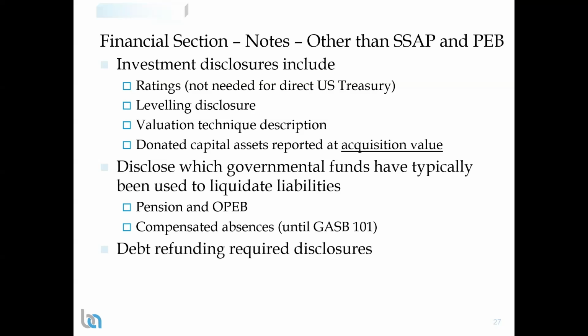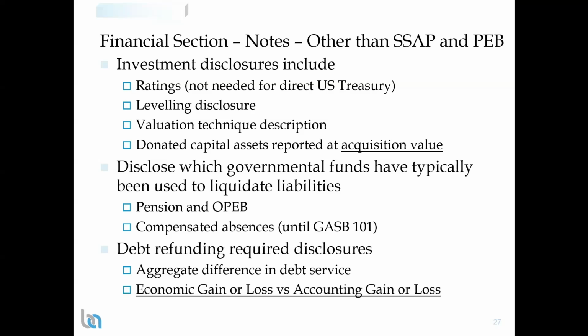And then also debt refundings require disclosures. So in addition to mentioning that those are debt refundings, you have to disclose the aggregate difference in debt service between the remaining debt service of your old debt and the debt service requirements of the new debt. And then you'd also have to disclose the economic gain or loss. The economic gain or loss is different from the accounting gain or loss that you've calculated to swap out the numbers on your statement of net position.